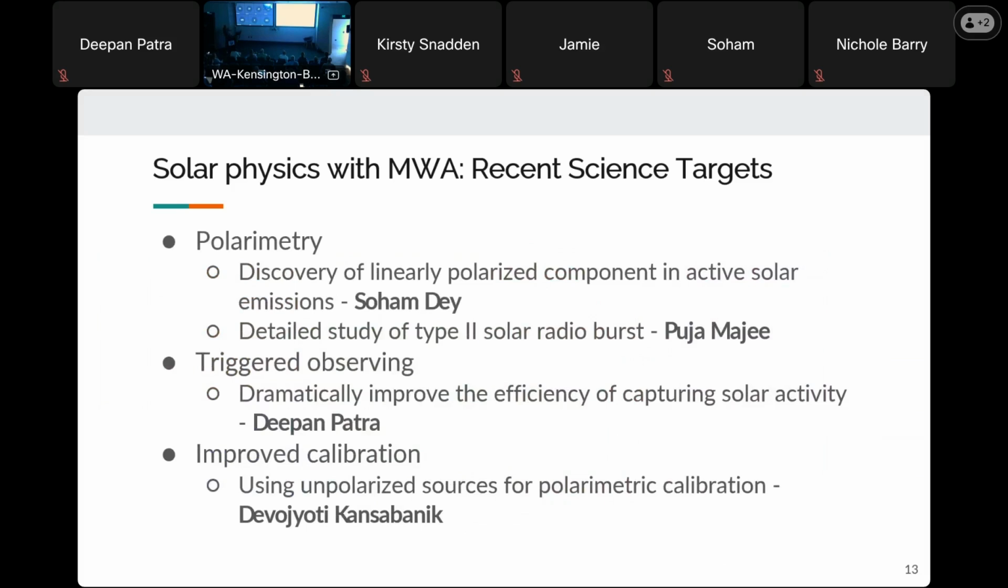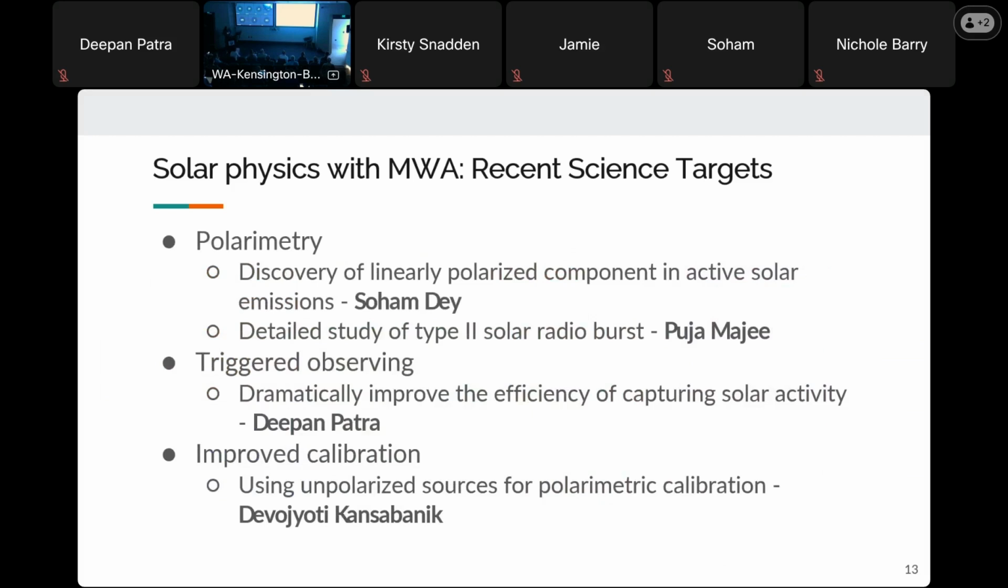So lately, after having done, I think, a good job of Stokes I imaging, we shifted our attention to polarimetry, and that's where we found some interesting and unusual or unexpected things. That's what you would hear about from Soham and Pooja later today.